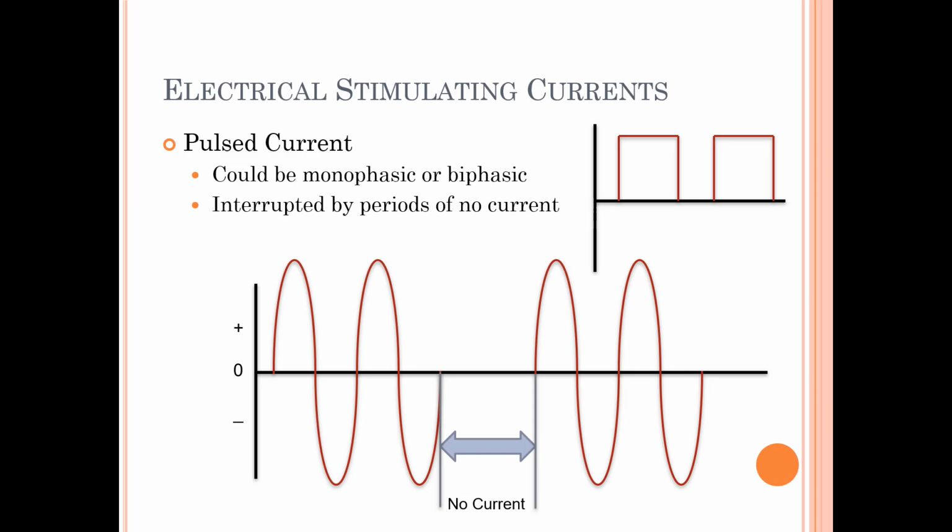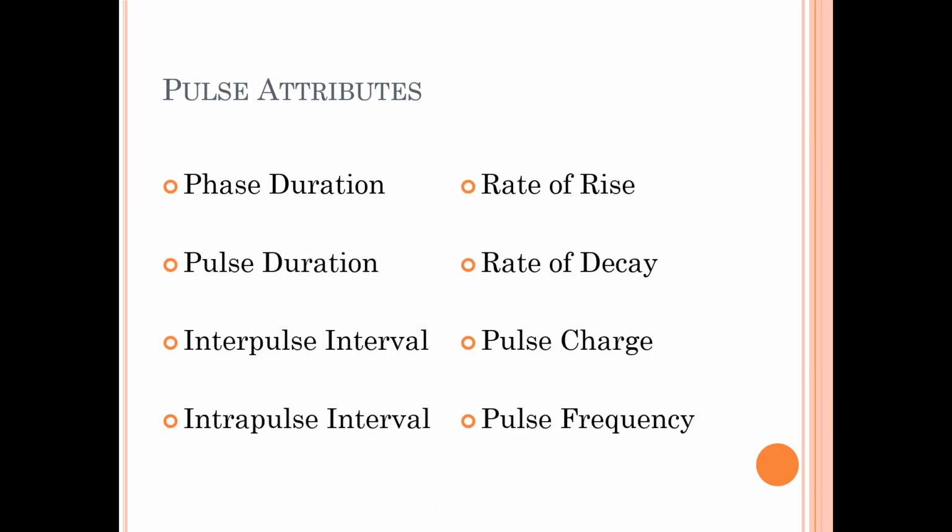We use pulsed current frequently in rehabilitation, specifically when we are using electrical stimulation to retrain a muscle towards contraction. We have already gone through many aspects of electrical current, but there are several more definitions that we need to explore to better understand electricity. These pulse attributes we will explore in the next slides include phase duration, pulse duration, interpulse interval, intrapulse interval, rate of rise, rate of decay, pulse charge, and pulse frequency.